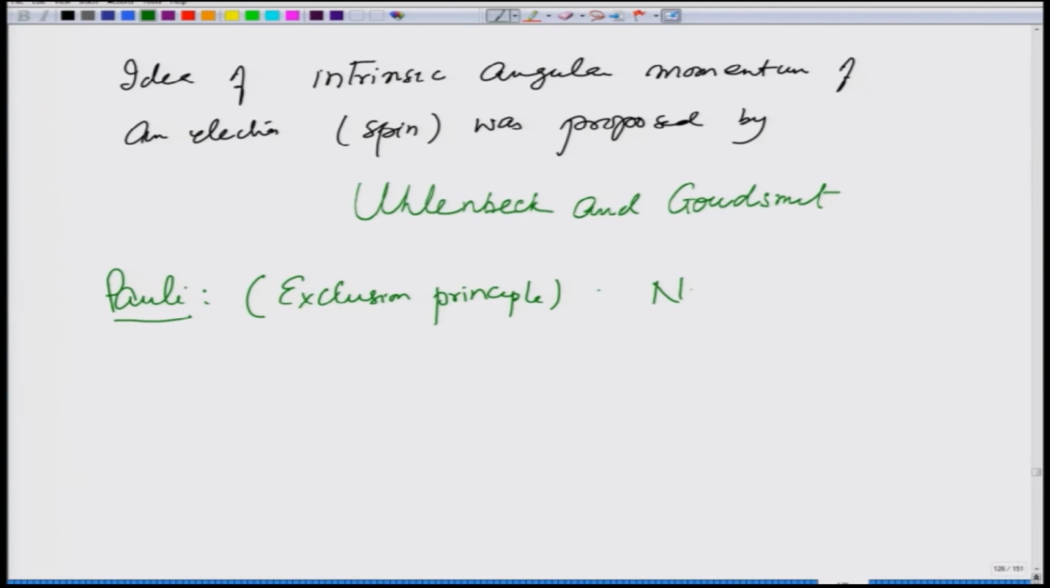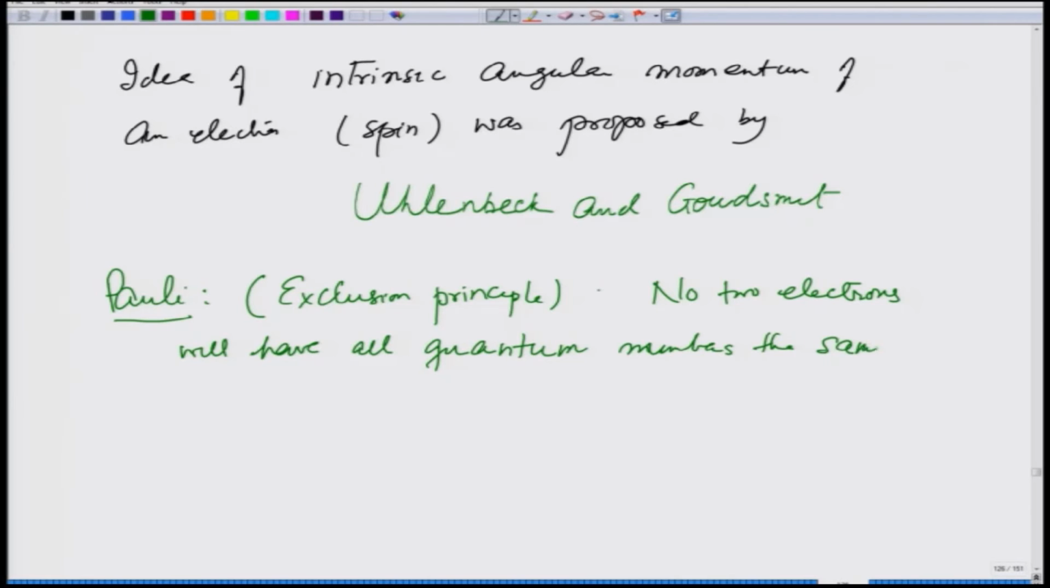Which said no two electrons will have all quantum numbers the same. Instead of will have, I should actually now say, can have. So, this becomes a fundamental principle. So, now let us see what we have. We have quantum numbers n, l, m and ms.